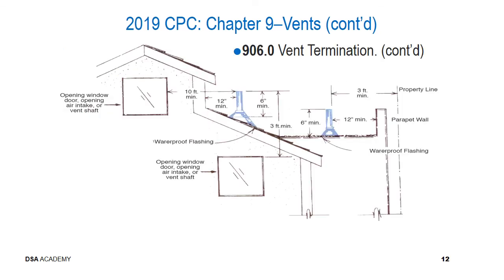This slide simply shows a visual representation of the minimum vent terminations that are required, and it's basically a visual recap of the dimensions that we just discussed. Basically a 6-inch minimum above the roof, 12-inch minimum from vertical surfaces, and also either 10 feet or 3 feet minimum distances from or above operable windows, doors, etc.